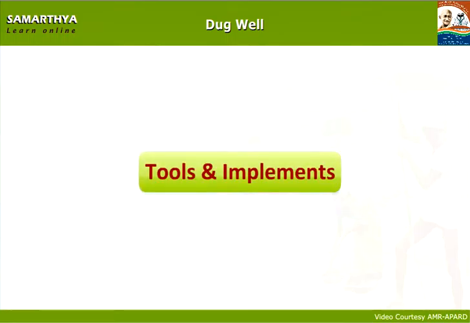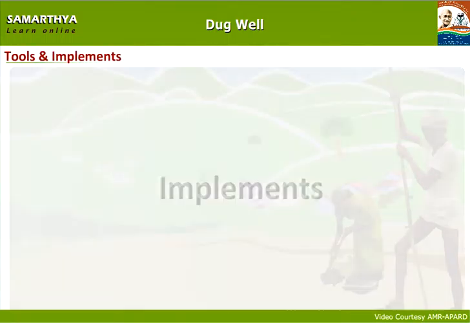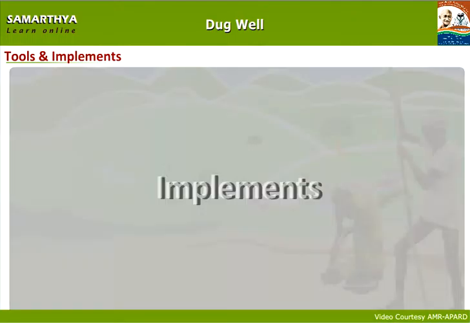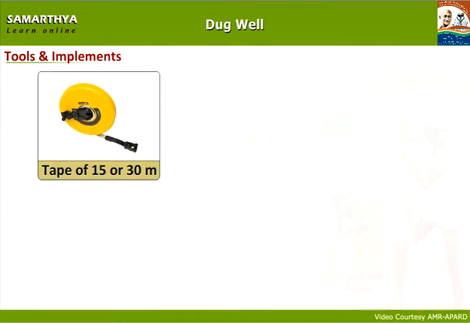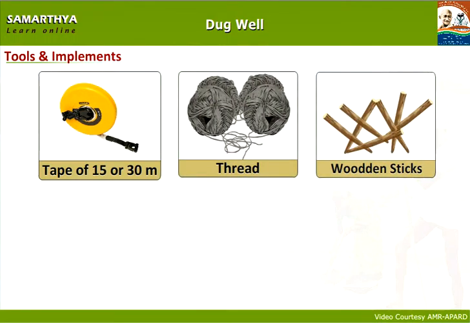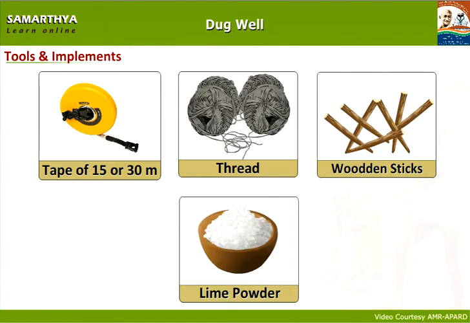Tools and implements required for constructing open wells. The following tools and implements are used for constructing open wells. Tape of 15 or 30 meters. Thread. Wooden sticks. Lime powder.